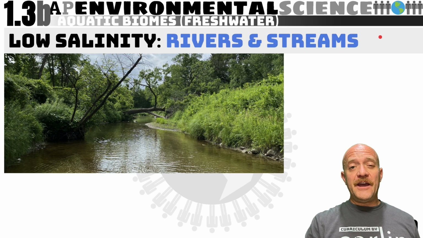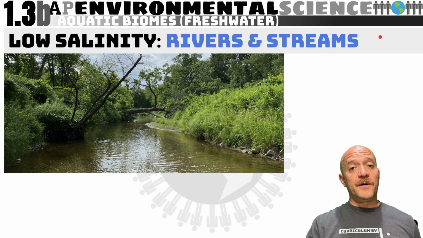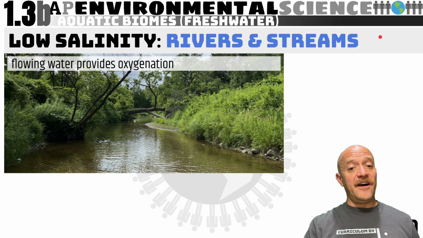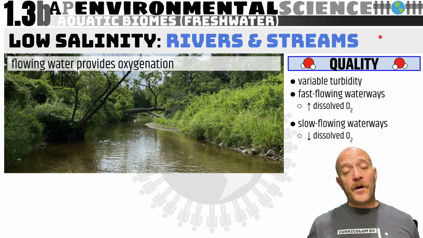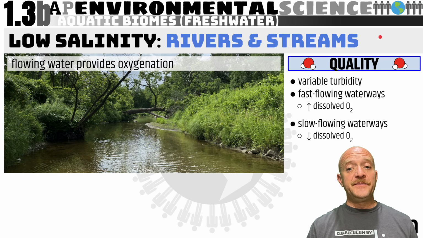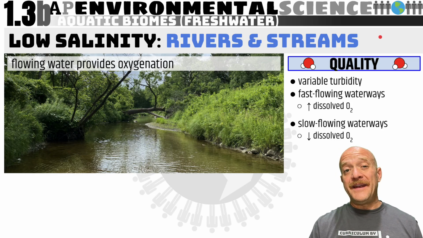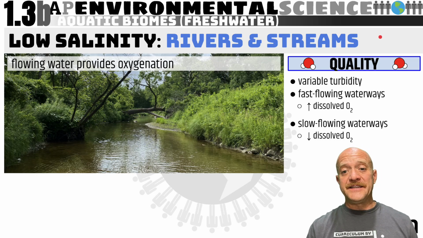So we're talking now about freshwater biomes. The first one we're discussing is rivers and streams. These have low salinity. A river or stream is flowing water that is providing oxygenation. Rivers tend to be larger than streams. For water quality tests, they will have variable turbidity, and the turbidity is going to depend upon the flow. And it can also depend on the organic material that is present.